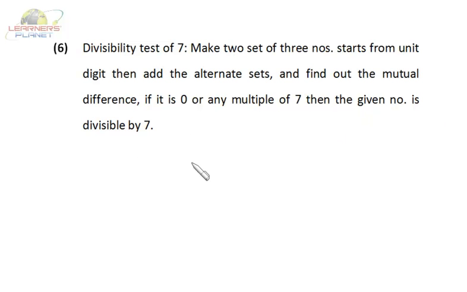Okay, now just take some examples so you'd be better clear. Suppose I have a number 3456. Now, what is the first step? Just make a set of 3 numbers from the units place. So it's 456, and this is a separate number, 3. Now we have to find out the difference between these two sets. That means 456 minus 3.